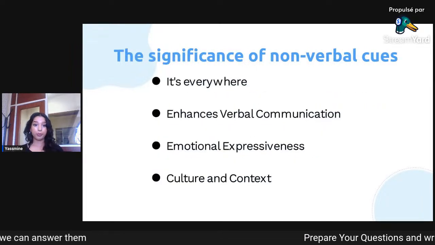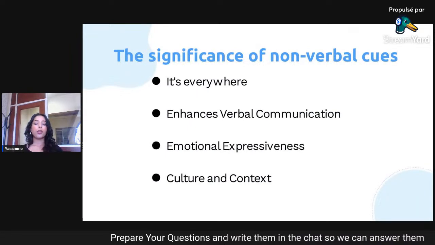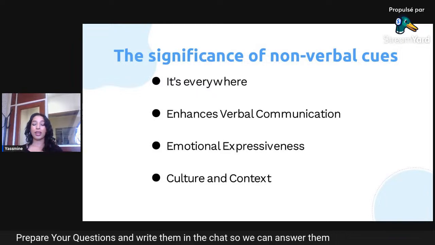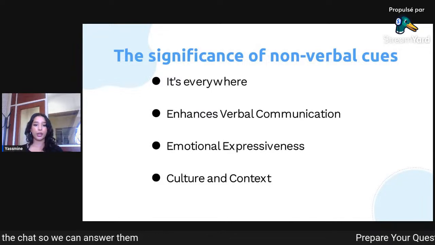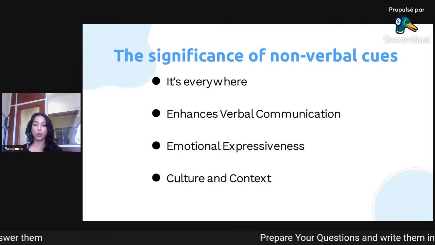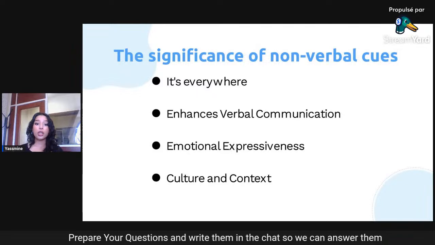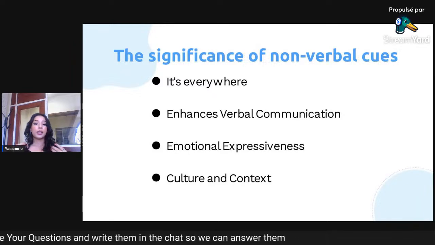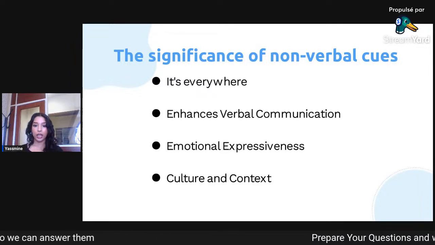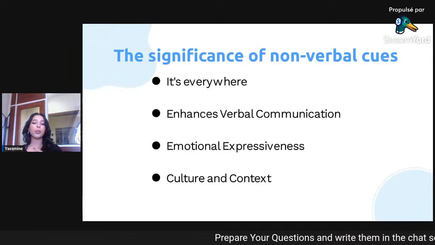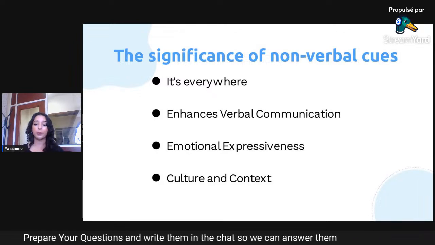Moving to our next point, we have the significance of nonverbal communication. So, nonverbal communication plays a significant role in our daily life, often more than we realize. Here we have a few key points to consider. One, it's everywhere. We use nonverbal cues all the time, consciously and unconsciously, from facial expressions to body language. It's a part of our everyday interaction. Two, it enhances verbal communication. Nonverbal cues complement our spoken words, which makes our messages more impactful and clear.